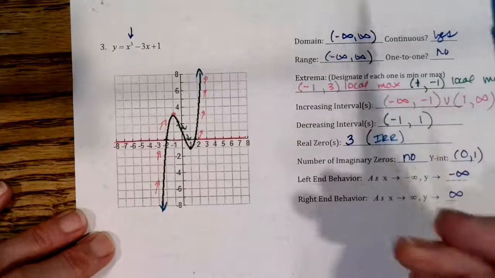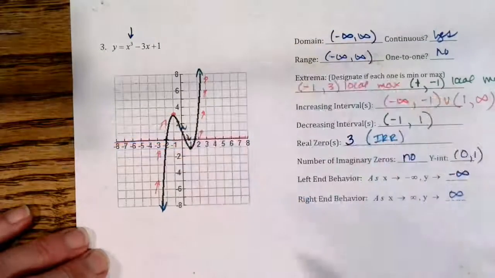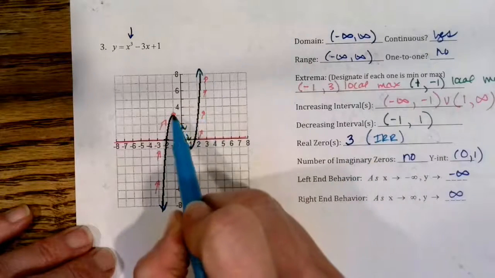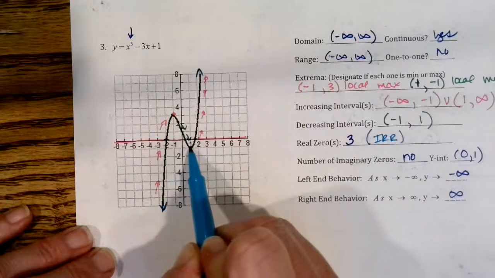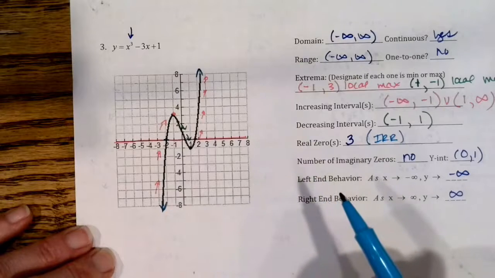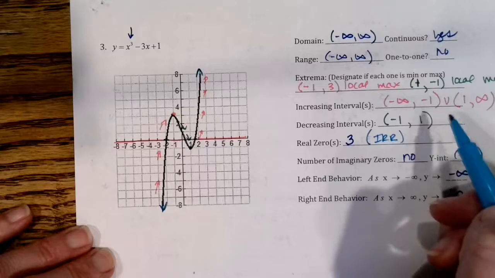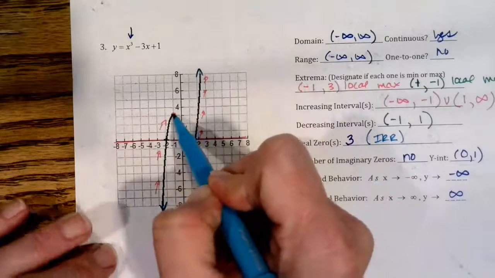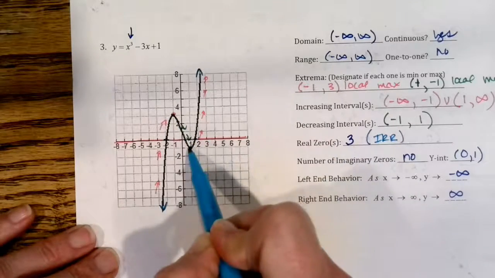No, it's not one-to-one. This is a bumpy graph that fails the horizontal line test. So no, it's not one-to-one. And again, I can talk about my local maximum here at (-1, 3), my local minimum at over positive 1, down 1. Those two points are where my graph changes whether I'm increasing or decreasing. So I'm increasing up to that maximum, and then I'm falling. And then I'm increasing again after this minimum.